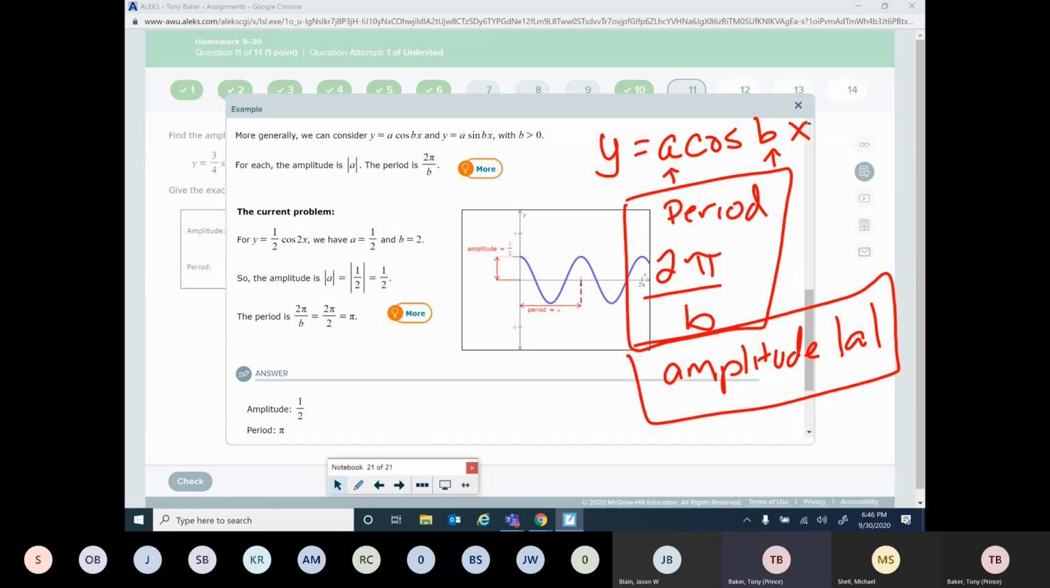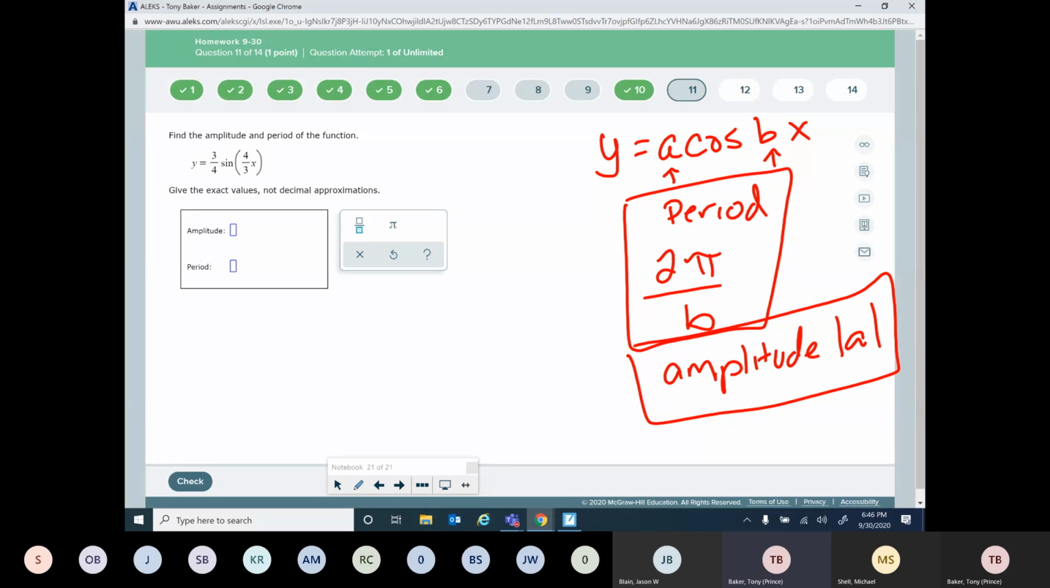So now we go back to the problem. We can look at this one. So my amplitude is the number in front. It's always going to be positive, even if they gave you a negative number. So in this case, my amplitude is just what it says, 3/4.